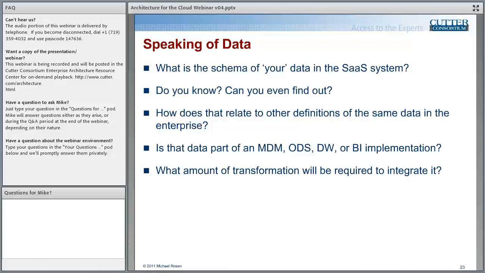What amount of transformation is going to be required to integrate that customer data in our software as a service provider with the rest of the data in our enterprise? Is this data part of some master data management, operational data store, data warehouse, or business intelligence implementation that's underway or already in place?